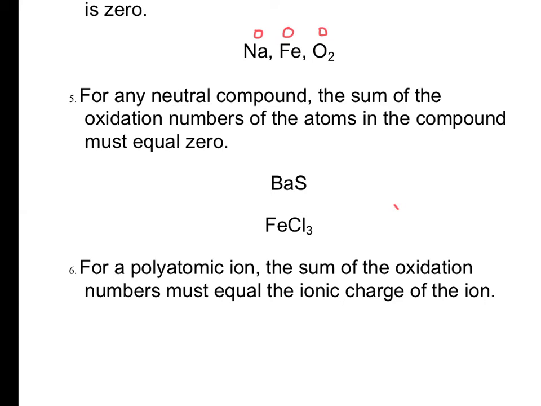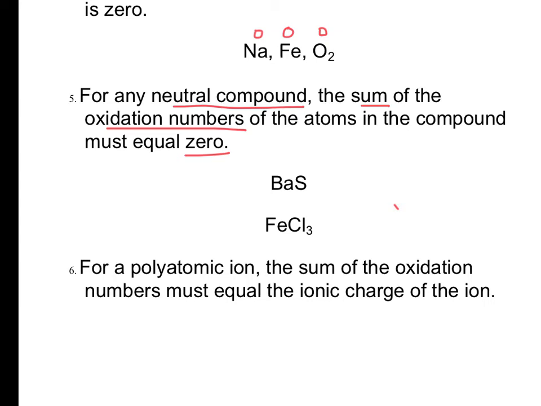For a neutral compound, the sum of the oxidation numbers in the compound must equal 0. So this is similar to what we would do if it was ionic, right? We would assign their ionic charges so that they will equal 0. And that also goes for these here. When we assign their numbers, they have to equal 0.